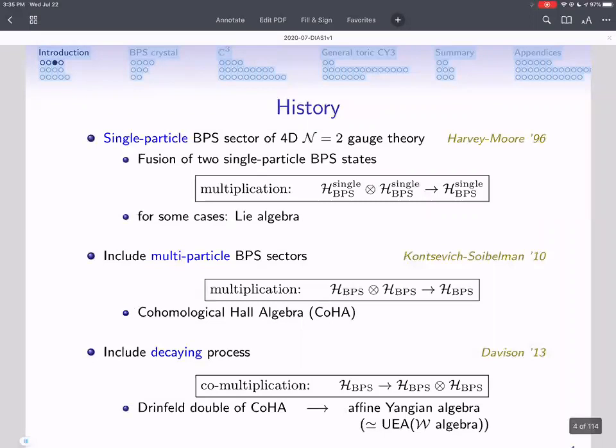Right, I would like to say a few words about the history of these BPS algebras. It started with the work of Harvey and Moore in 1996. They focused on the single-particle BPS sector of the 4D N=2 gauge theory, and namely they considered the fusion of two single-particle BPS states. The mathematical structure of the resulting algebra is not very clear. In some cases, it's a Lie algebra. Then much later, around 2008 to 2010, Kontsevich and Soibelman asked the same question, but also included the multi-particle BPS states. They looked at the entire BPS Hilbert space, and asked what the BPS algebra of the theory is.